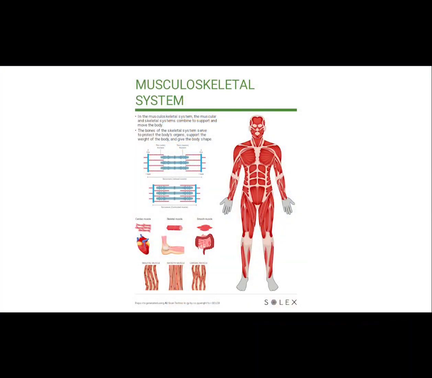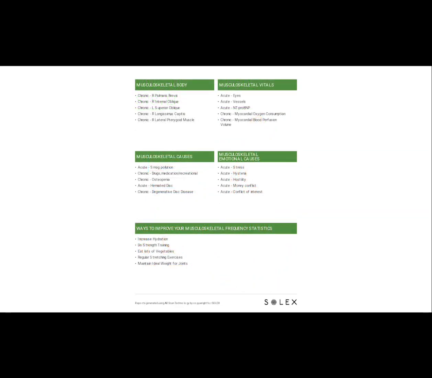So the next one is musculoskeletal. Okay. She came up under, first one, stress. Next one, hysteria. Next one, hostility, money conflict, and conflict of interest. When you look under her lifestyle changes, the first one was increase hydration. That's the fifth time she's come up with needing to drink more water, okay? The next one is do strength training. The fourth one was regular stretching. So the two combined would be the sixth time she's come up as needing to exercise more.